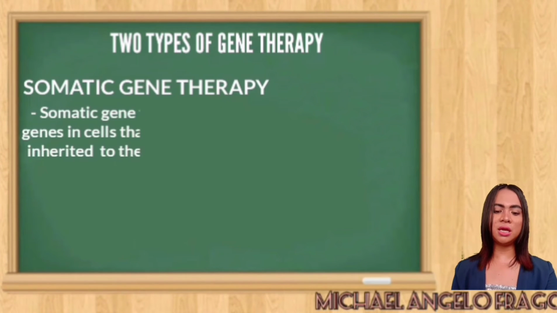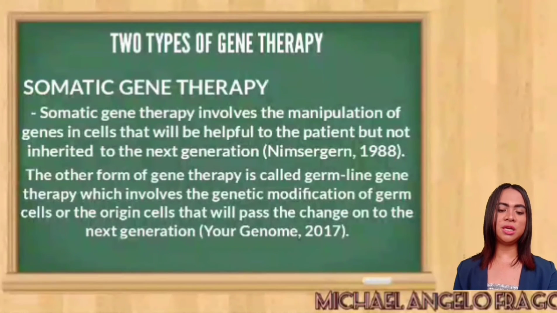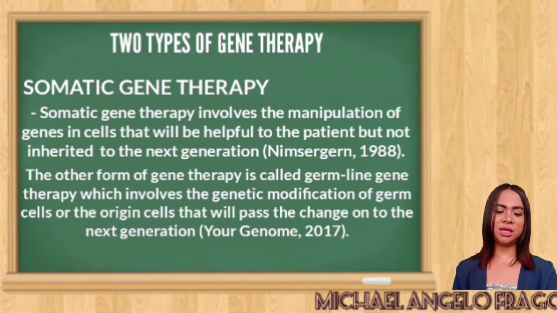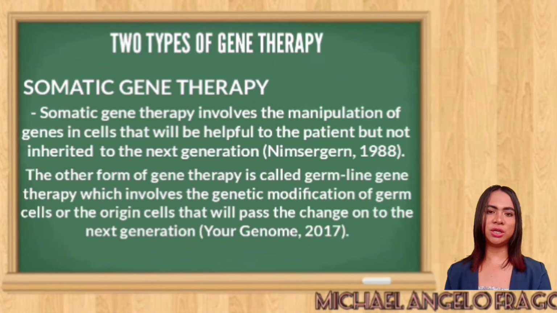Somatic gene therapy involves the manipulation of genes in the cells that will be helpful to the patient but not inherited by the next generation. The other form of gene therapy is called germline gene therapy, which involves the genetic modification of germ cells or the origin cells that will pass the change on to the next generation.